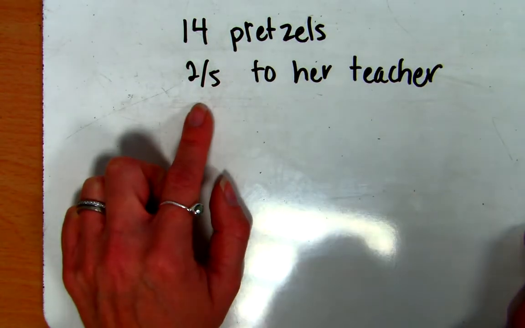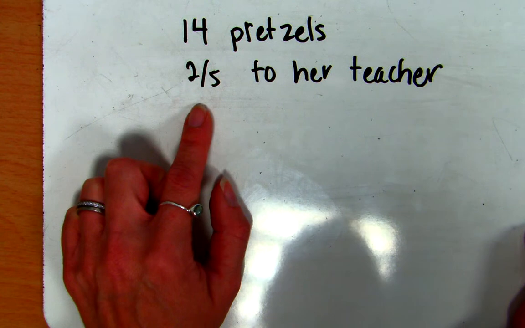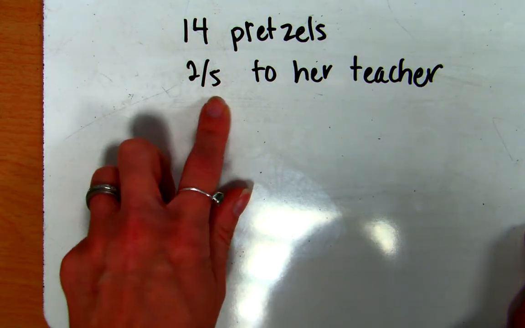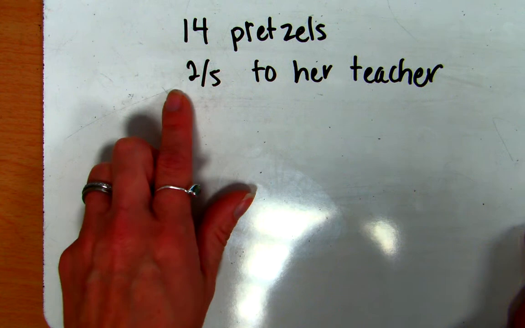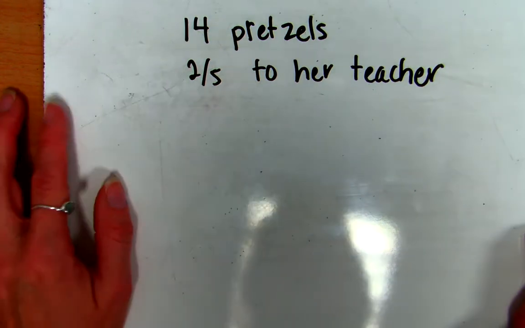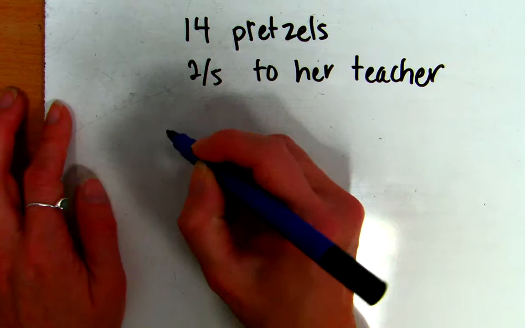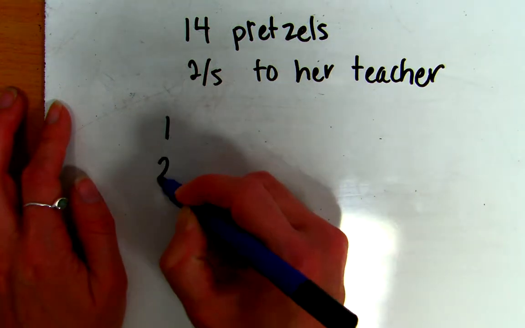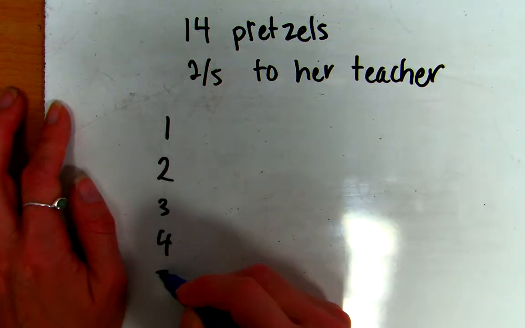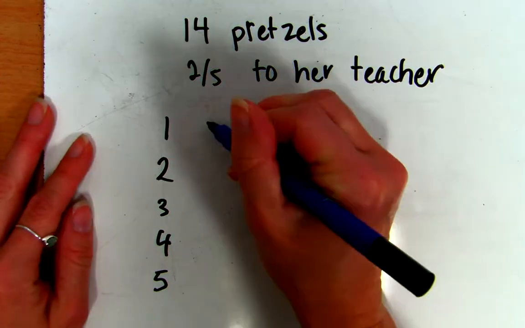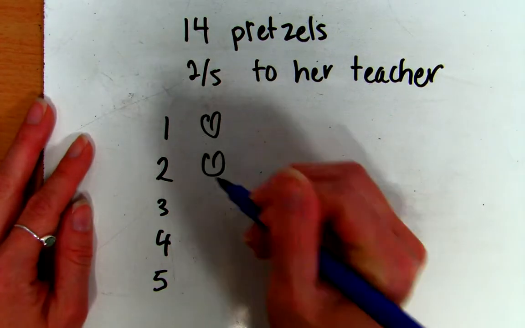Okay. Well, if we think back to our last problem, where we did 3/4, we needed to take our 12 pretzels, put them in 4 groups, and we wanted 3 of those groups. Well, the same thing happens here. If we have 14 pretzels, we want to put them into 5 groups and take 2 of those groups. So how do I put 14 pretzels into 5 groups? Well, here's group 1, 2, 3, 4, 5, right? So there's 5 groups. I'm just going to number them down the side. And I'm going to start by putting 1 pretzel in each group.